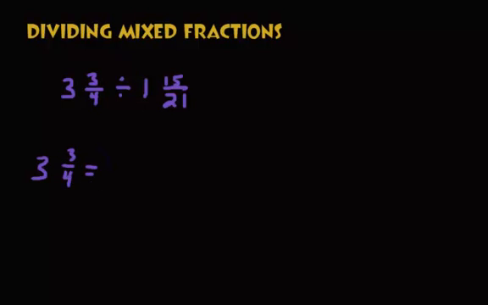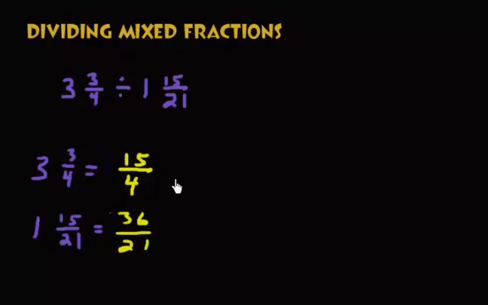And then as an improper fraction, again what you're going to do is you take 4 times 3, that's 12, plus 3, that's 15 fourths. And then we have our second one, so that's 1 and 15 over 21. All right, as an improper, what you're going to do is take 21 times 1, which is 21, plus 15, and you're going to get 36, so that's 36 over 21.